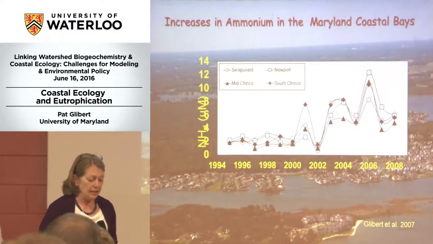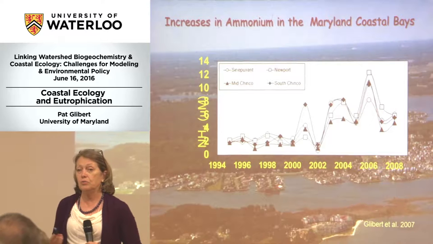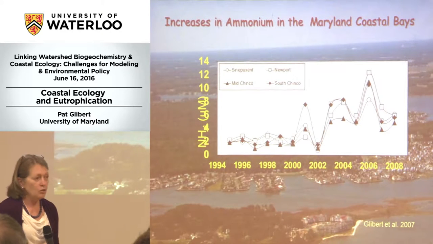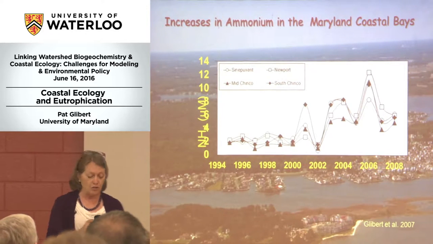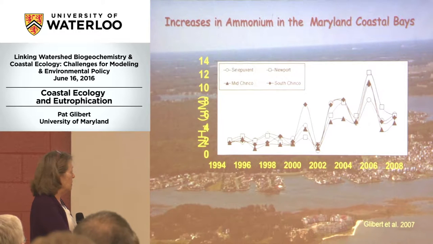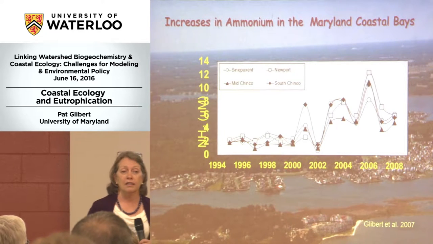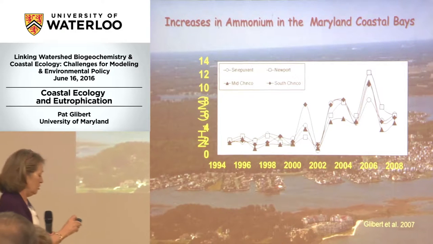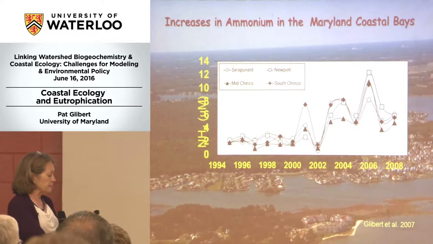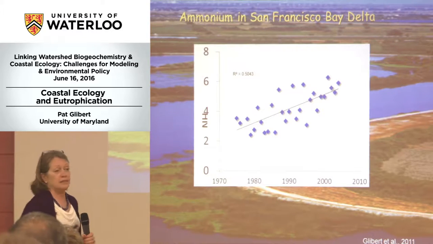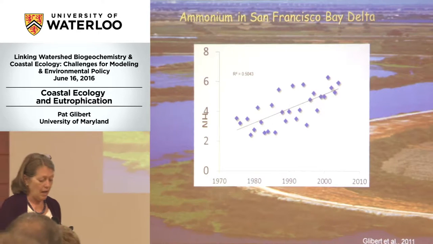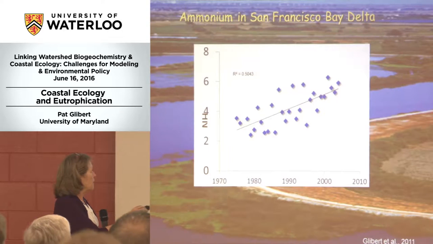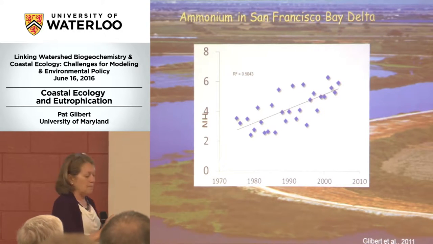As urea breaks down, it breaks down into ammonium, and so it's not unusual now for us to see increases in concentrations of ammonium in coastal waters. This is at Maryland coastal bays. We now have ammonium concentrations that average 10 to 12 micromolar on an annual basis, much higher than just a decade or so ago. We see the same thing in San Francisco Bay Delta. In this case, the ammonium is coming from sewage plants that discharge ammonium, but we now have considerable ammonium in the water column.